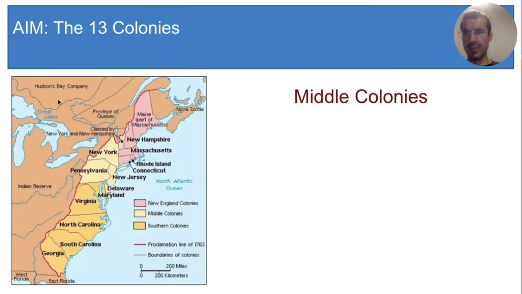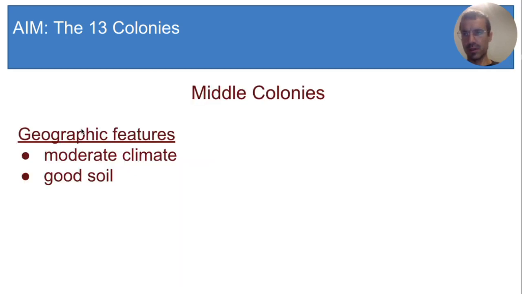Now let's look at the middle colonies, which are shown in tan on this map. And the middle colonies include New York, New Jersey, Pennsylvania, and Delaware. The middle colonies weren't as cold as New England. They had a moderate climate. Moderate means not too hot and not too cold. Think about the weather in New York. That's what I mean when I say moderate.